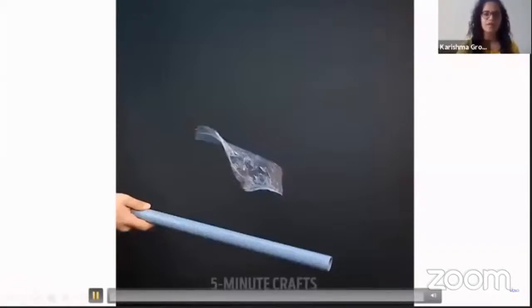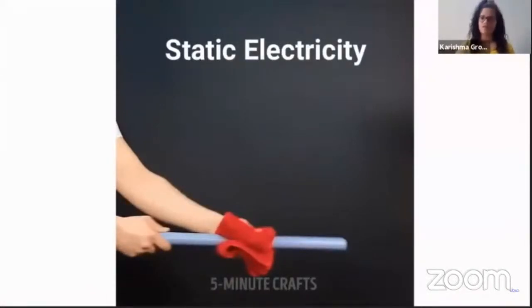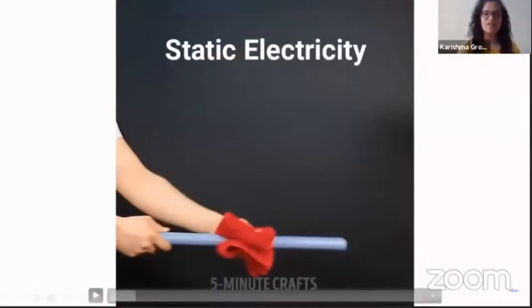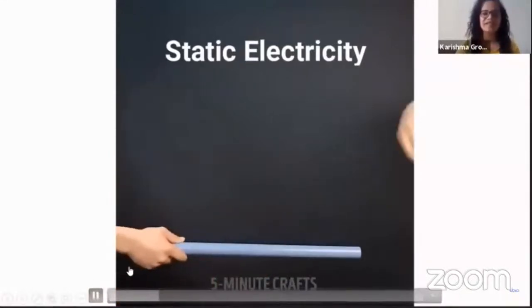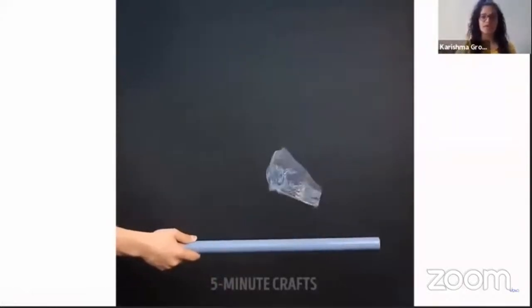So take your rod and rub it with the cloth, a hand towel. Nicely rub it a few times and do not wait after rubbing, okay? Everyone's doing it? Good job. So rub it a few times and now just let it go and ask someone to drop a polythene, or you drop a polythene.